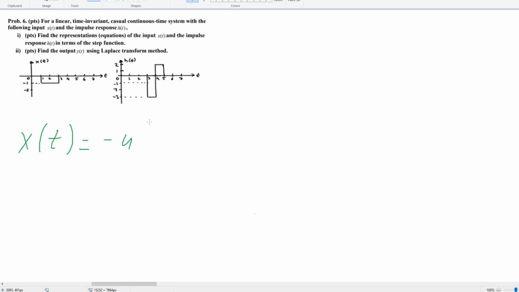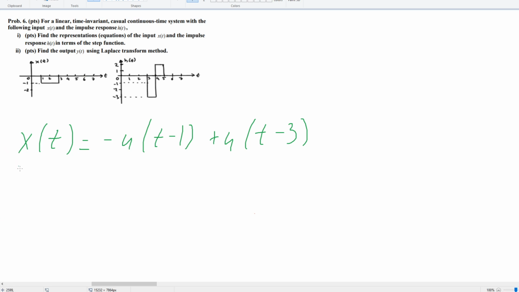We start with this, negative u of t minus 1, because it goes down to negative 1 at t equal to 1. The next part is going to be plus u of t minus 3, because it goes back to 0, at t equal to 3.